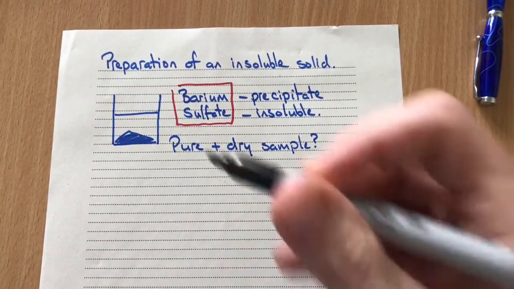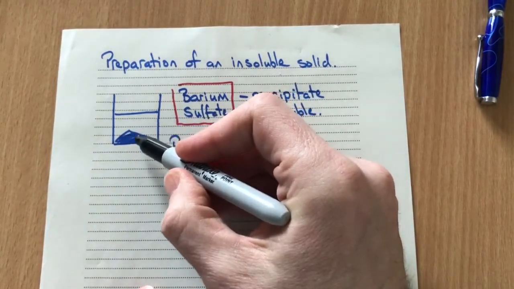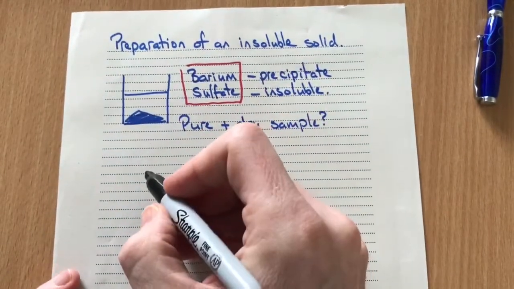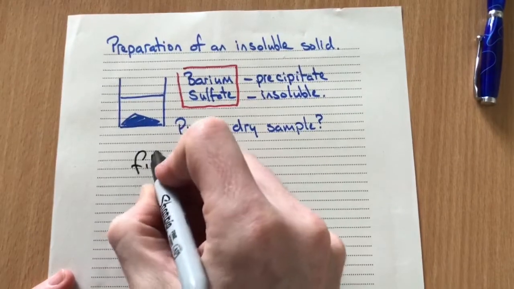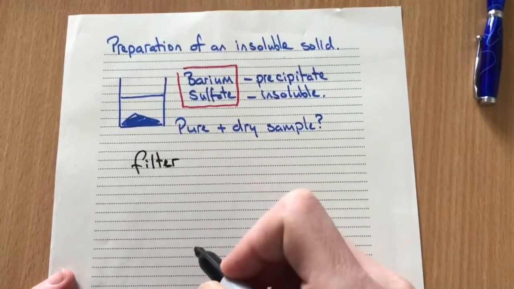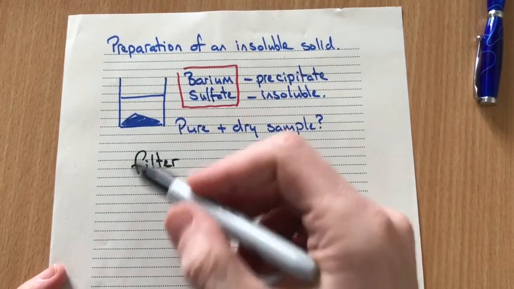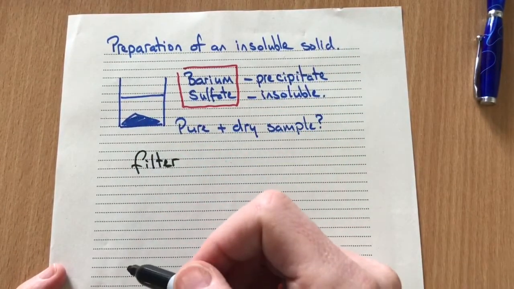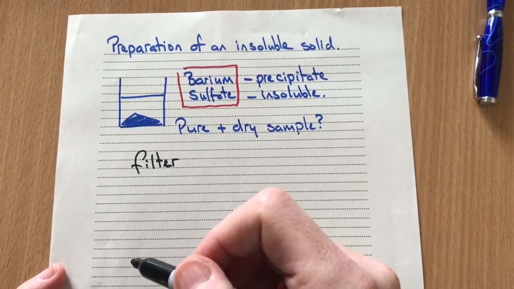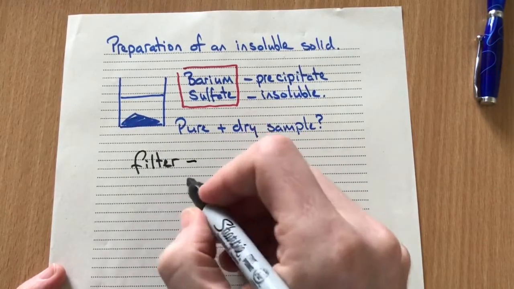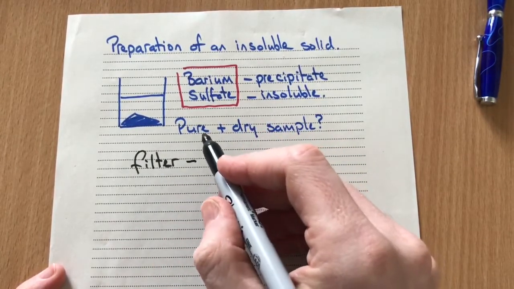To do that, we want to separate out the solution from the insoluble solid, and the first step in separating that mixture is to filter it. So we'll filter this, the solution will pass through, but leaving behind the insoluble solid in the filter paper.